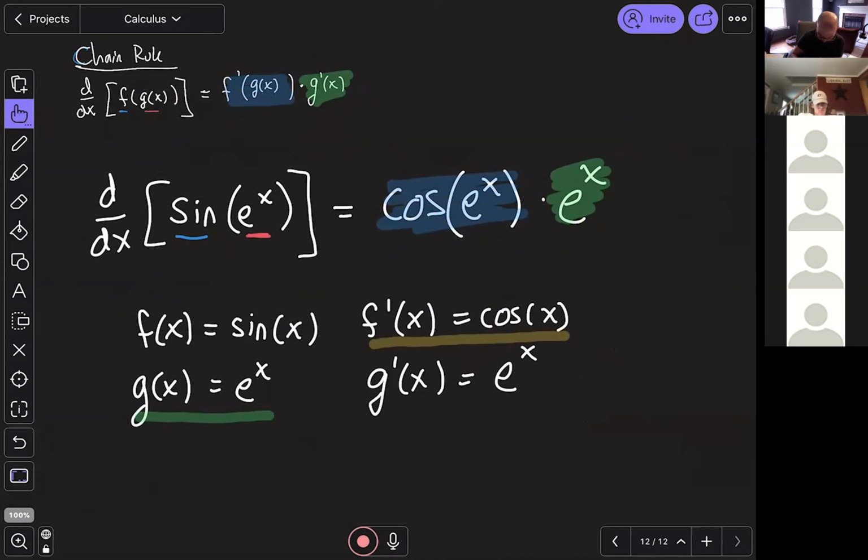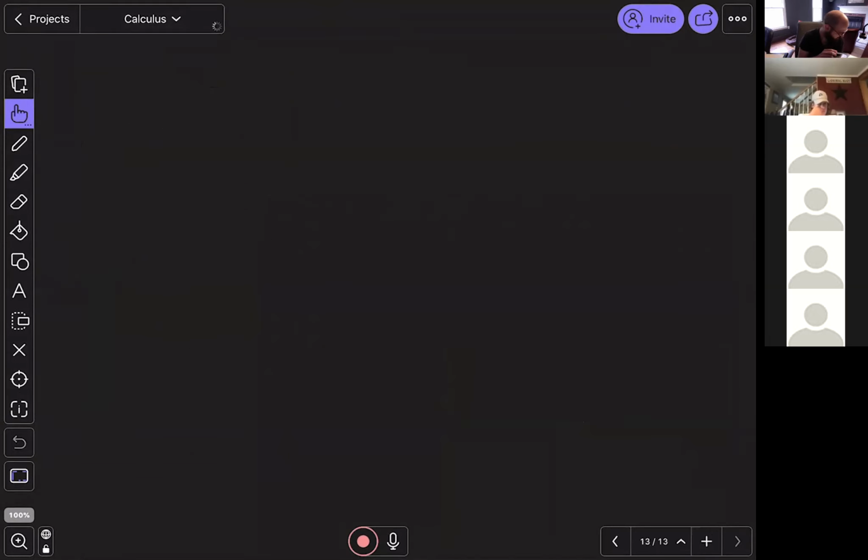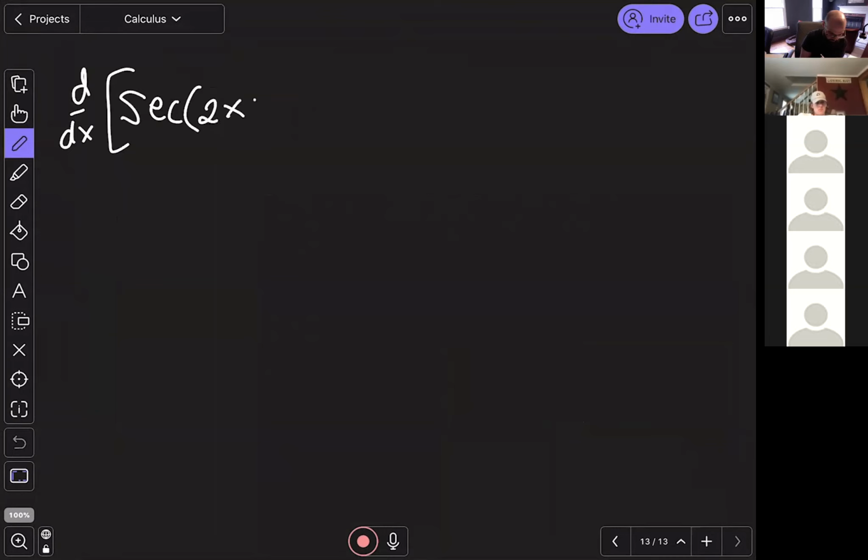Anyways, I'm not going to spend too much time messing around with this. Let's take another one. Let's see if we can take the derivative of secant of 2x plus 5. I'll give you all a minute to think about this one. So identify your inside function, your outside function, and we'll go ahead and see if we can take this derivative.